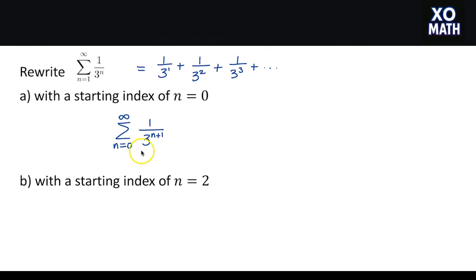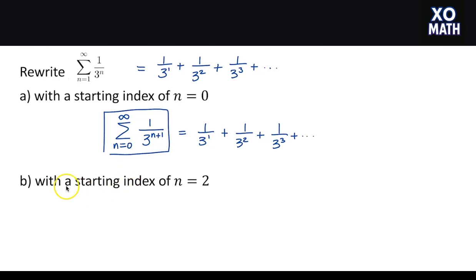And so now we can check to make sure this works. If I substitute in 0 into n, I have 1 over 3 to the first. And if I plug in 1 next, 1 plus 1 is 2, so I'm going to get plus 1 over 3 squared. Then I'd plug in 2, 2 plus 1 is 3, 1 over 3 cubed, and so on. So this is rewriting my summation notation to have a different starting index, a starting index of 0.